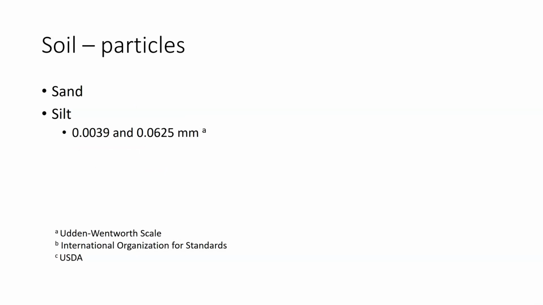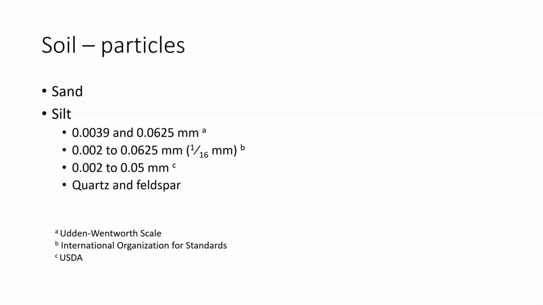When we look at the particles, we talk about silt. Silt, we're looking at 0.0039 to 0.0625 millimeters. This is the Udden-Wentworth scale. The International Organization for Standardization goes 0.002 to 0.0625, which again is 1/16 of a millimeter. The USDA is 0.002 to 0.05 millimeters. We're still all in the same general area. Silt normally comes from quartz and feldspar that is broken up through mechanical weathering.